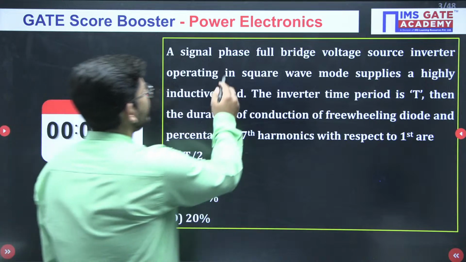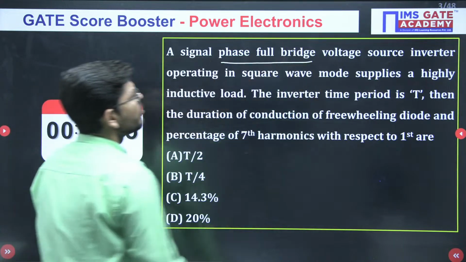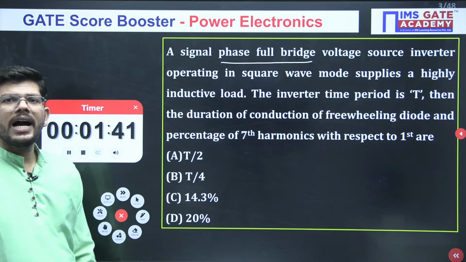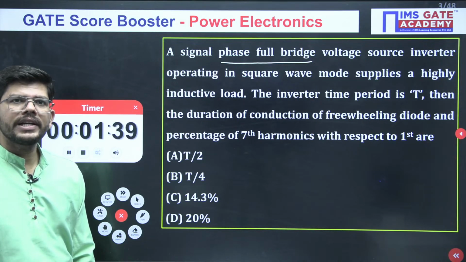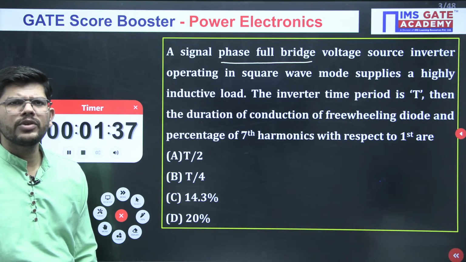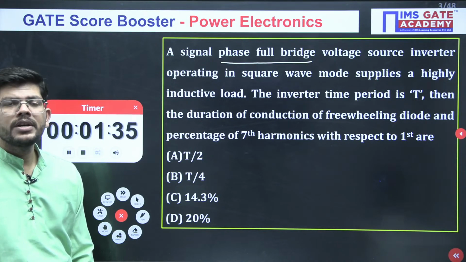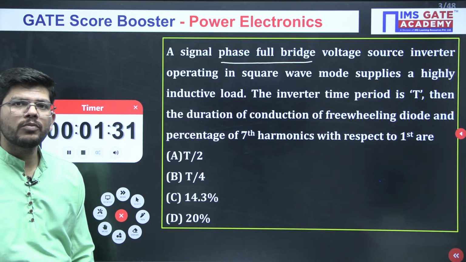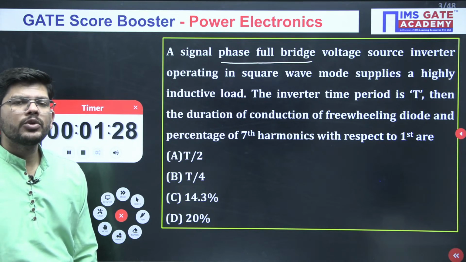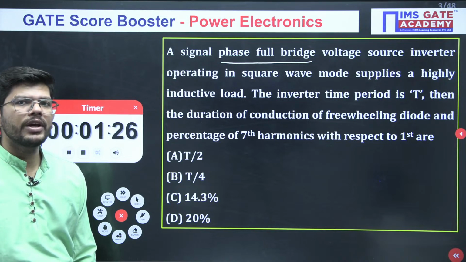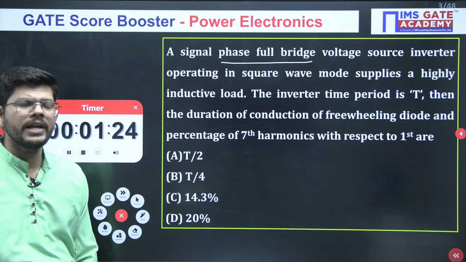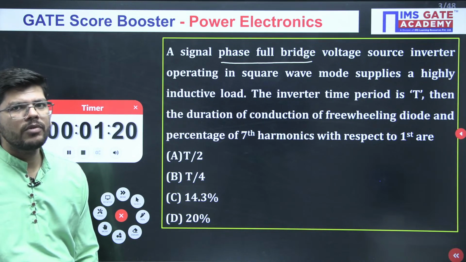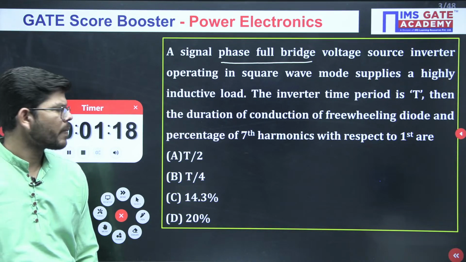We are talking about a single phase full bridge voltage source inverter, and it is having a very highly inductive load. So inductance is dominating at the load side. You can assume pure inductance. So if you have pure inductance and the inverter is operating in square wave mode, the output voltage is a square wave. You have to check what will be the shape of the current, and then for what duration the diode is conducting and for what duration the switch is conducting.